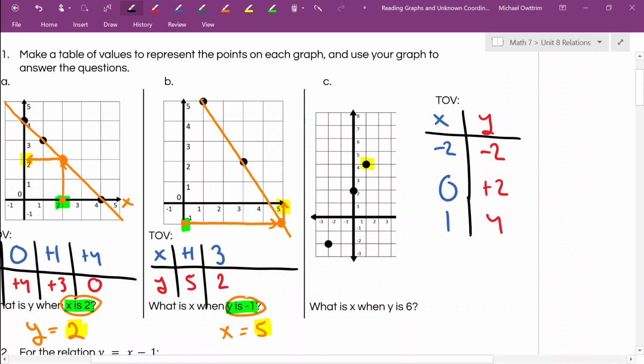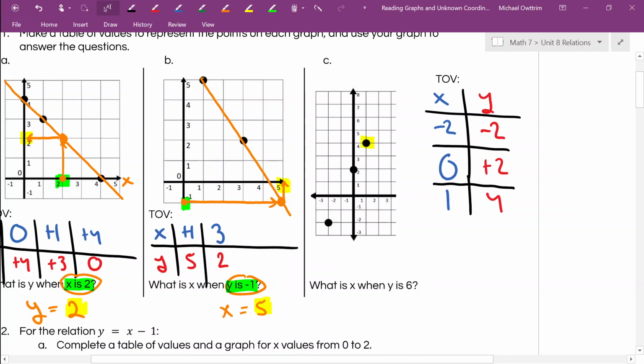Remember, with these positive numbers, you can either have the plus signs with them, or you don't need them. Either way is fine. You do, of course, need your minus signs with those negative numbers. We're asked what is x when y is 6, so we want to start where y is 6. Before we do that, however, we're going to want to draw a straight line through our points to represent our pattern.